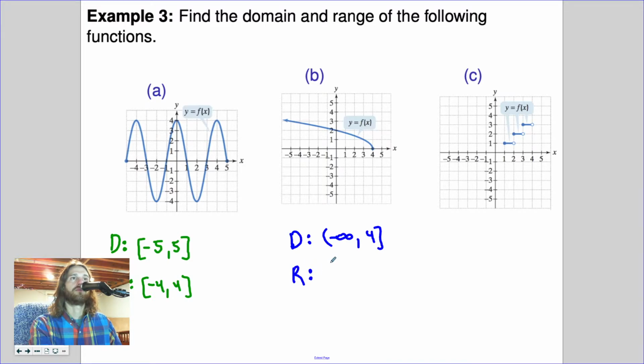And the range. You guys can, if I'm doing a lot of examples, feel free to skip these if you need to see more. There are more here. If you want to watch them all, then you can.